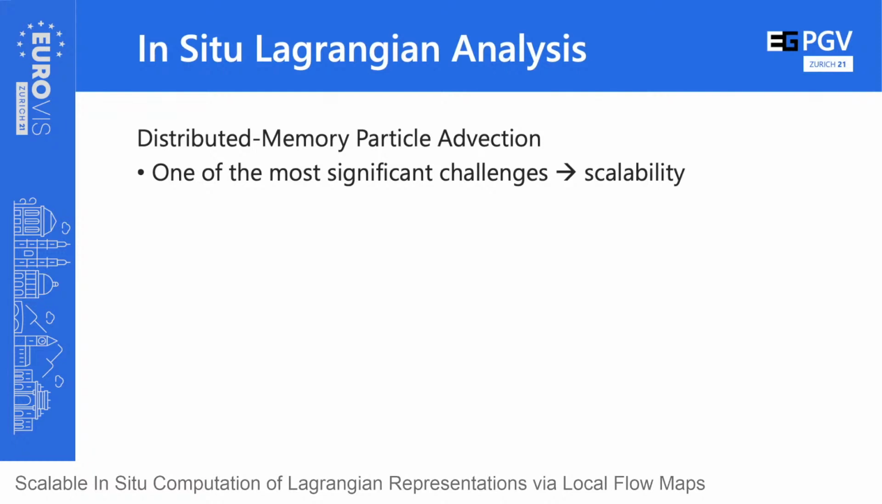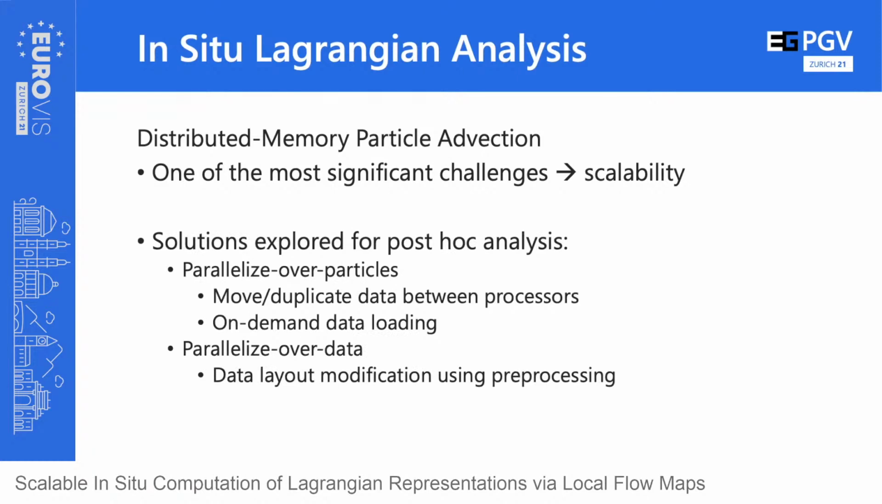Computing a Lagrangian representation in situ typically can involve distributed memory particle advection. Now, a well-known and likely the most significant challenge associated with distributed memory particle advection is scalability. And this poor scalability is due to the frequent and large amount of communication required between processors as particles continue trajectory integration across rank domain boundaries.